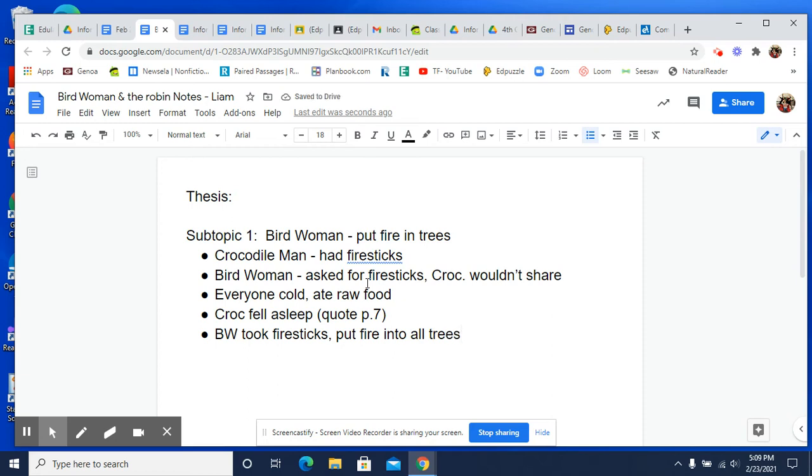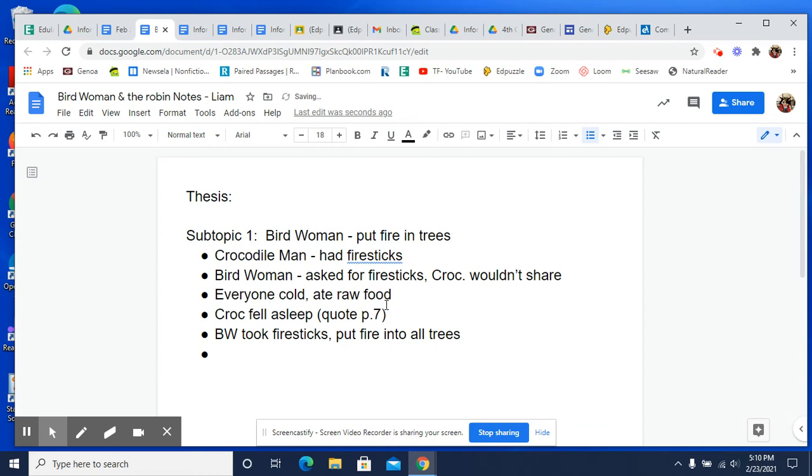Okay. Notice I'm not writing sentences. Put fire into all trees. It's just so that when you're retelling the story, you're going to make sure that you include all of these bullet points. So after you retell the story, you're going to say, okay, did I start with that the crocodile had the fire sticks? Okay. And then the bird woman asked for the fire sticks, but he wouldn't share. And then did I mention somewhere that everyone was cold and had to eat raw food? Okay. So you're going to just make sure you mentioned all of these areas.